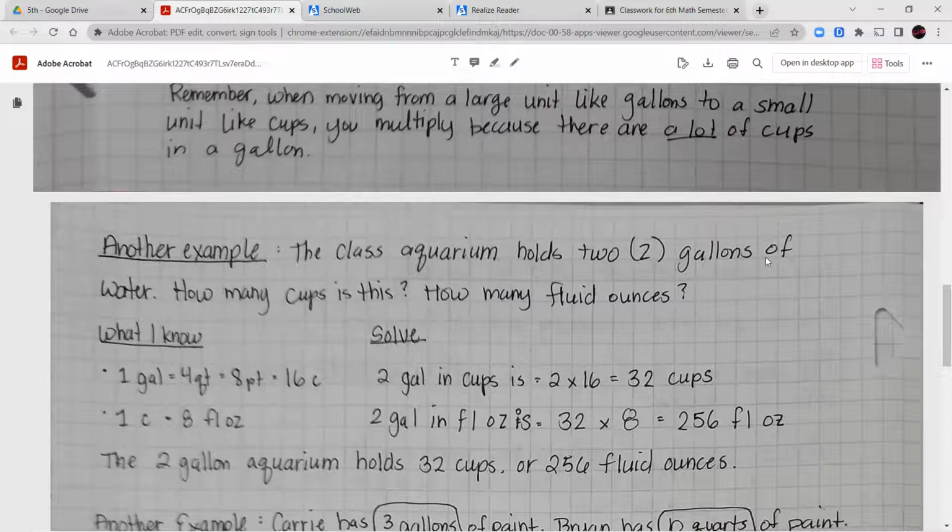So 2 gallons in cups is going to be 2 times the 16 cups in 1 gallon, which is going to give me 32 cups. Now, if I want to do those 2 gallons in fluid ounces, I'm going to take those 32 cups and multiply them by 8 fluid ounces each. And that's going to give me 256 fluid ounces. So the 2 gallon aquarium holds 32 cups or 256 fluid ounces of water.